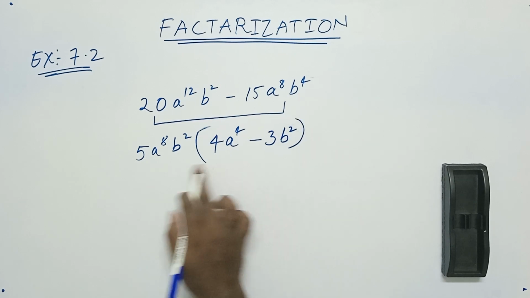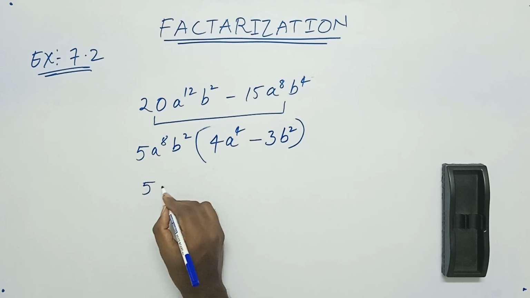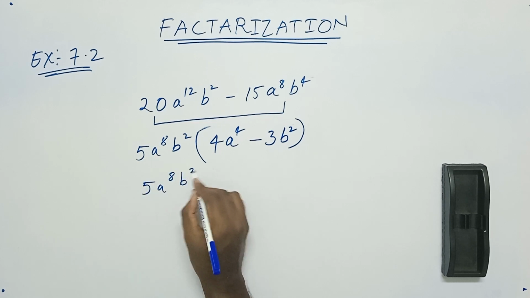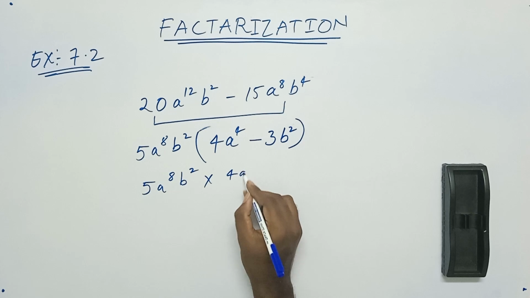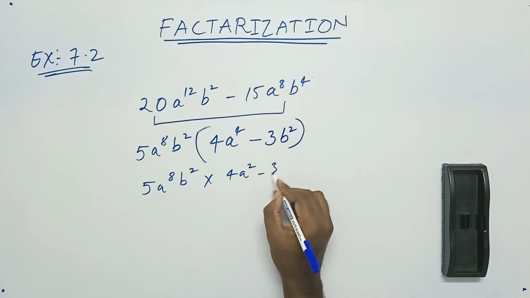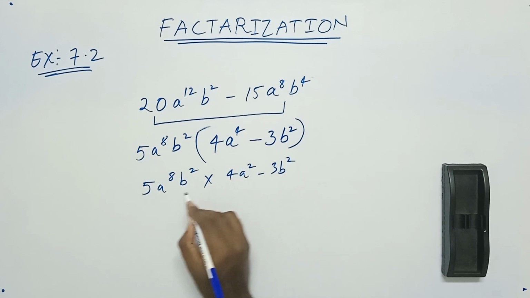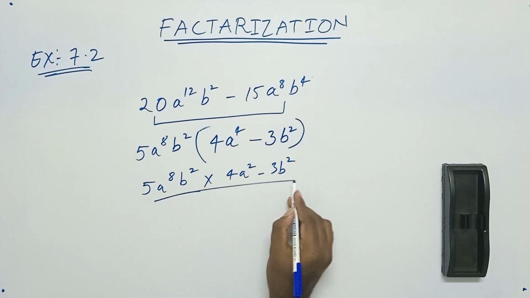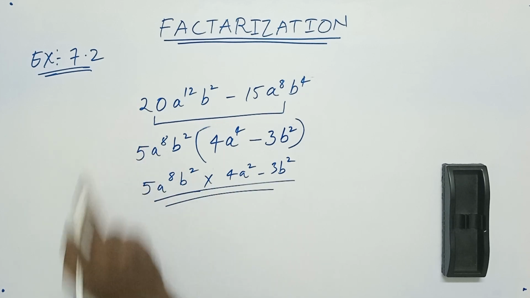So now we got the product of its factors, which is 5 a power 8 b square into 4a square minus 3b square. These are the product of factors of the given expression.